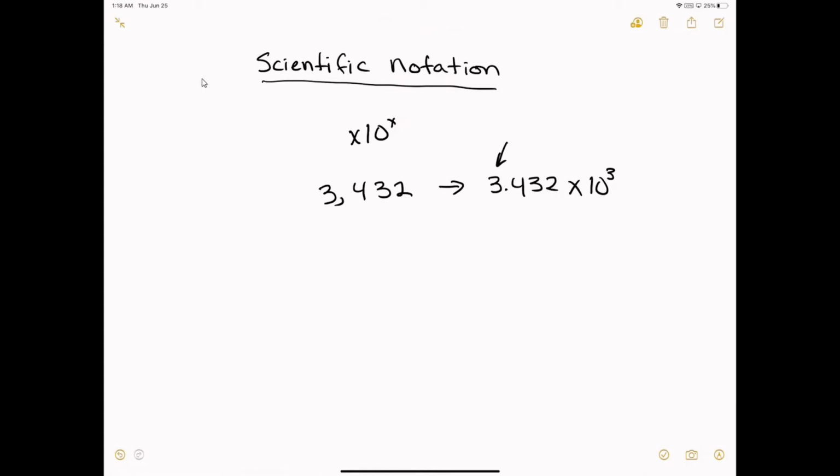And then we'll just write that same number, 3432, and we add times 10 to the third at the end. Now, what the 10 to the third does is it tells us to move it 3 times to the right. That's one way to think about it. If you think of 10 to the third power, well, 10 times 10 times 10 equals 1,000. The way I think of this is 10 to the 3 means 3 zeros.